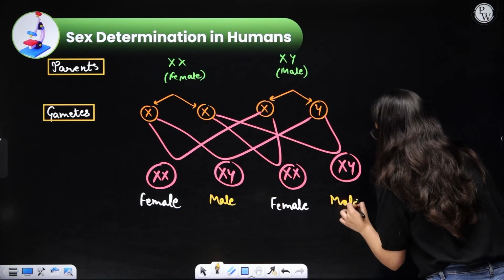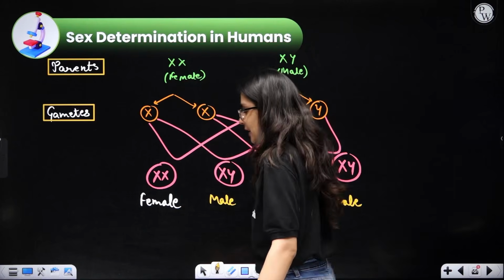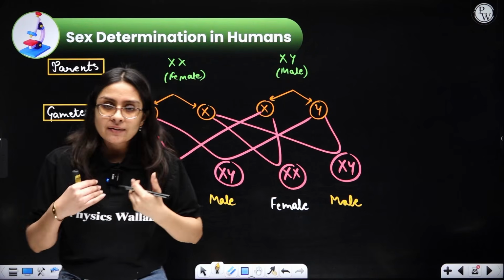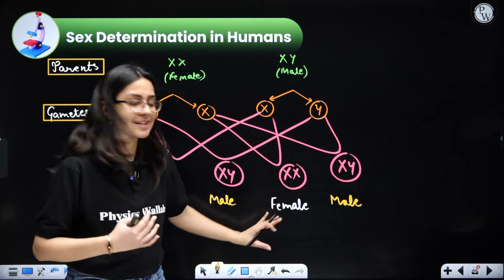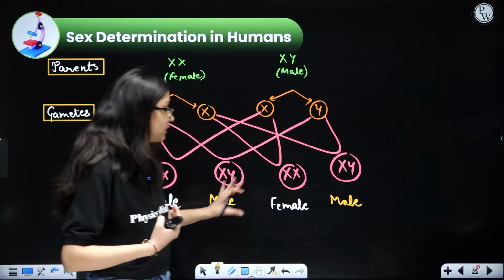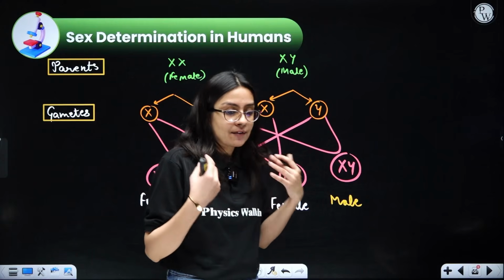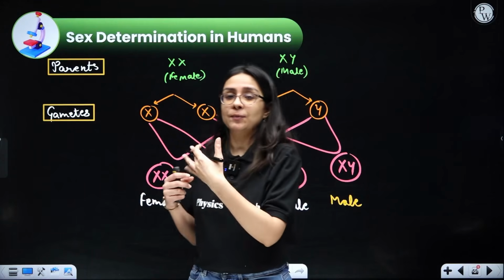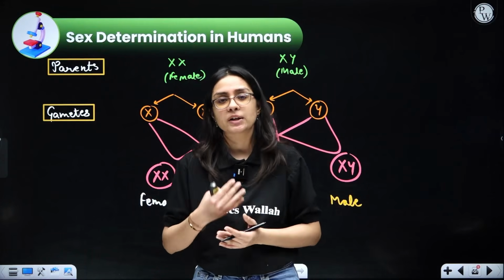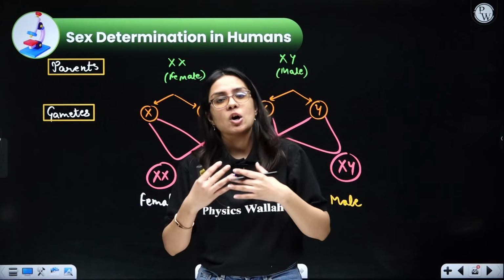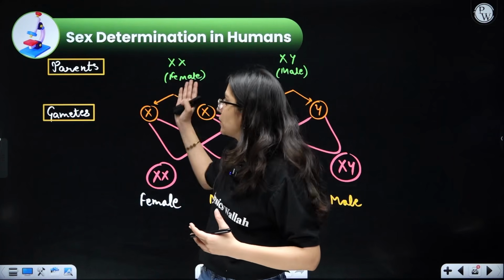So over here you see, whenever sexual reproduction takes place, whenever a child is born, there is a 50% chance of being a female and a 50% chance of being a male. So we can never predict, and we can also never blame the mother entirely for producing a female child, because it is not in the hands of the mother. The mother is only producing the X chromosome.